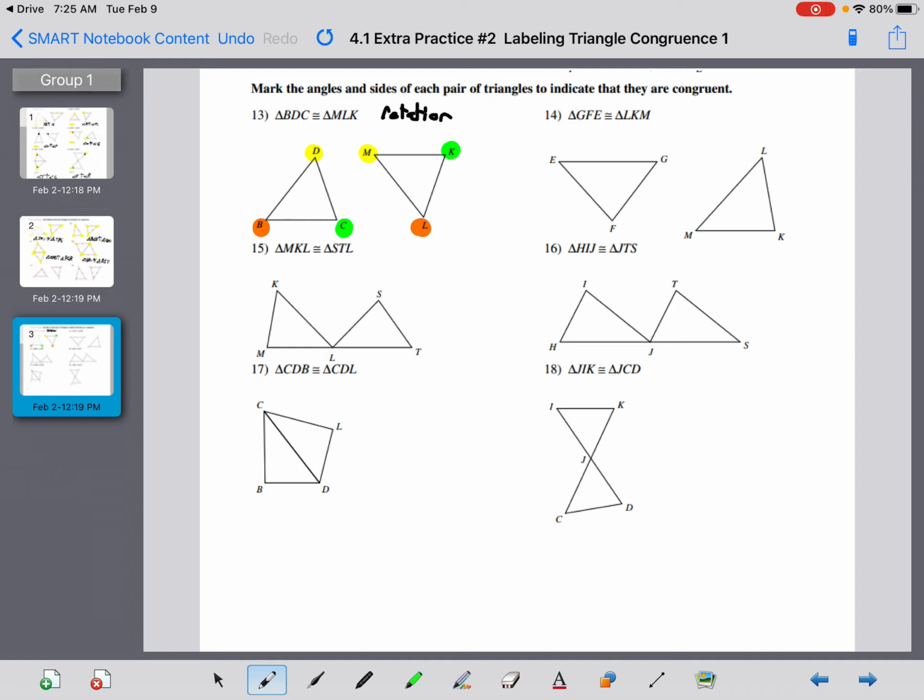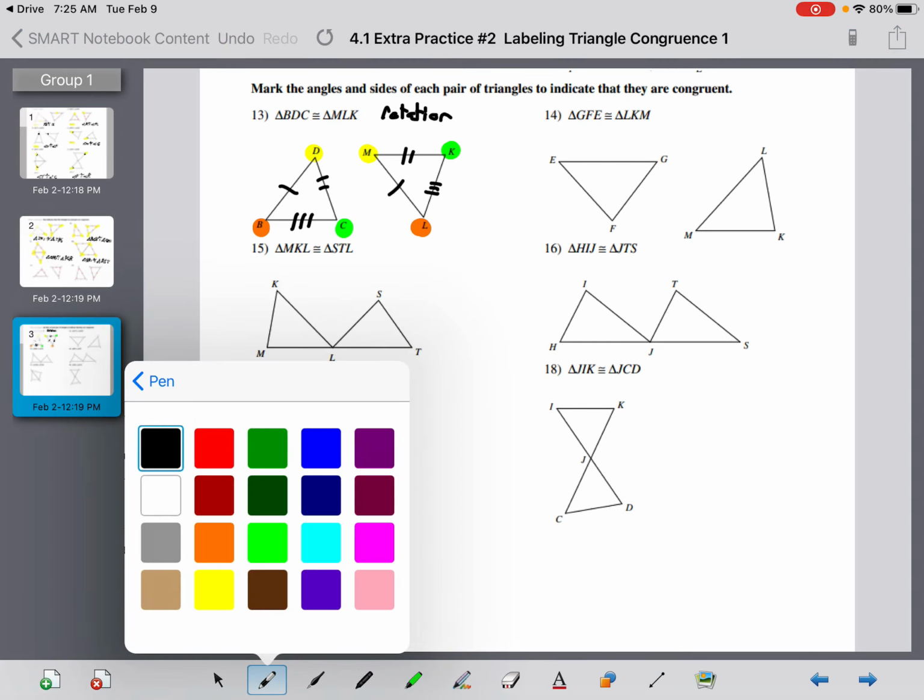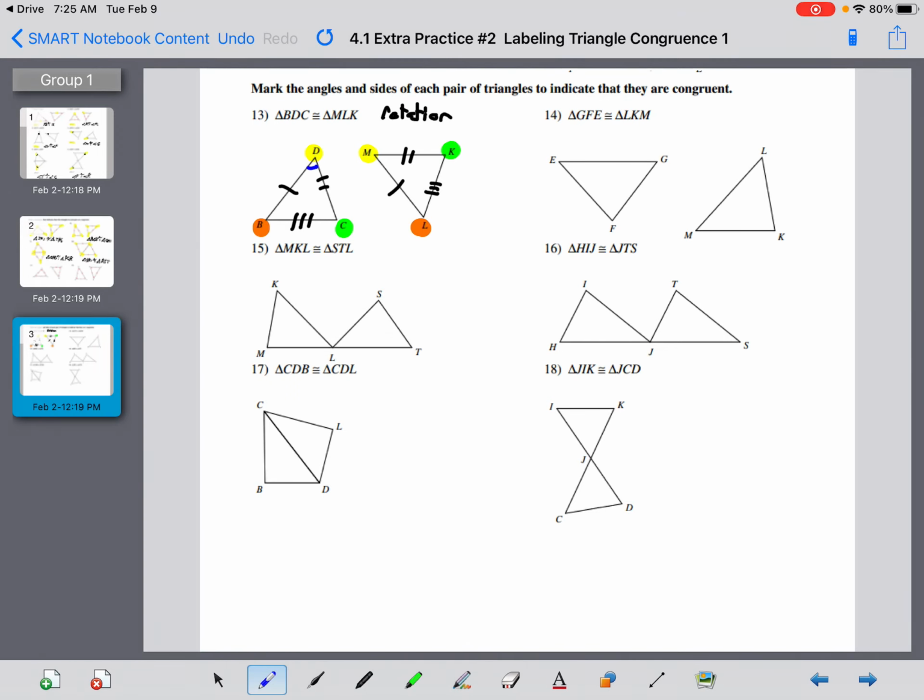So if I was to mark the sides, I would put one tick mark in between orange and yellow. And it doesn't matter as long as they're the same, okay? Then from yellow to green, I'm gonna put 2 tick marks. And in between green and orange, I'm gonna put 3 tick marks. But now you have to do angles as well. So let me see if I can squeeze these in blue. I'm gonna put 1 arc at D and M because they're yellow, 2 arcs at C and K, and 3 marks at B and L.